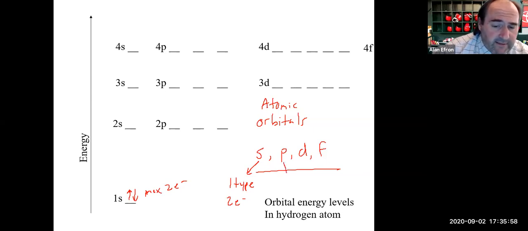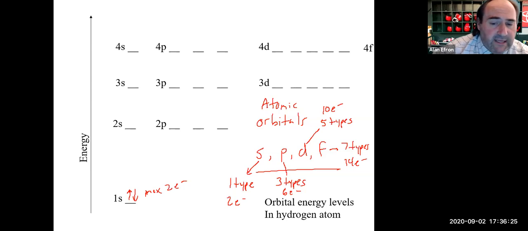That's different than p orbitals. There are actually 3 different types of p orbitals, and each one can hold 2, so that is 6 electrons if you max them out. For d orbitals, there are 5 different types, and each can hold 2 electrons, so you can max it out at 10 electrons. And f orbitals, there are 7 different types, and if you max them out, that'll be 14 electrons.